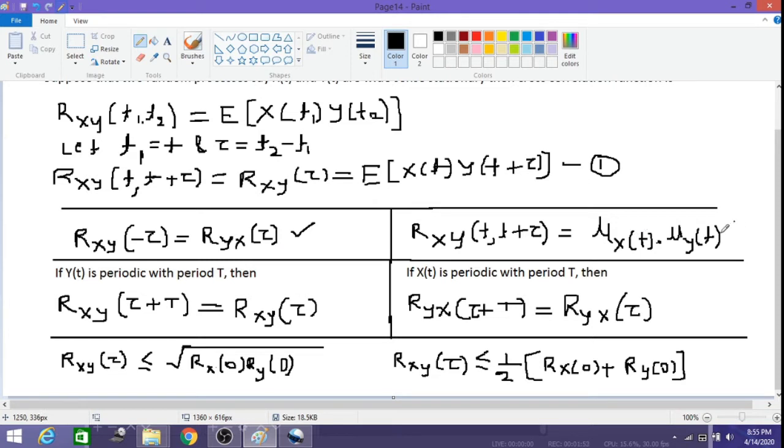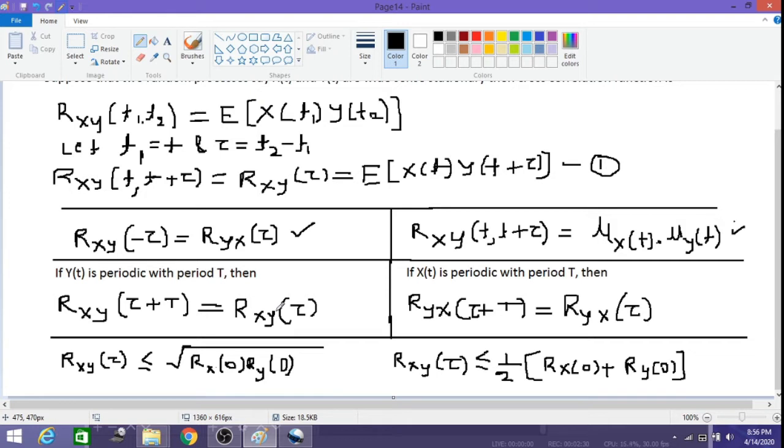So now the another property is that from this same equation 1 we can take. So when we apply an expectation for this, then we will get a mean of x of t with a mean of y of t here. So it is a mean of x with mean of y. And the another property is that, if y of t is periodic with a period T, then what happens to this cross correlation function? It is same. It means after every time period T, the same pattern will repeat. It means the cross correlation function is also periodic.